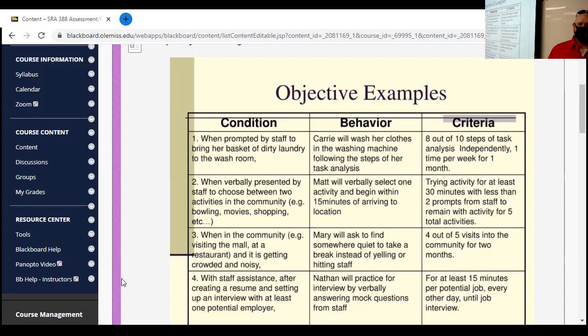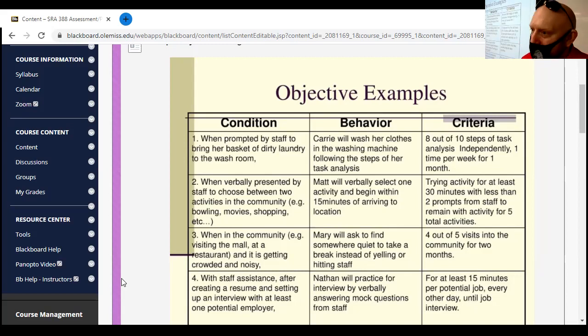So we'll talk about Carrie right here. And I'm going to go ahead and just tell you what would be, for this first one, a good goal for Carrie based on what I'm seeing here. Carrie will become more independent in her self-help skills. Okay?